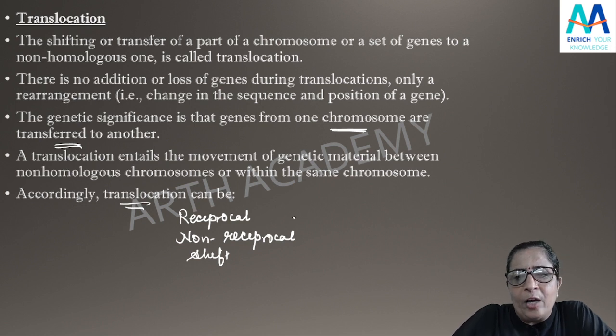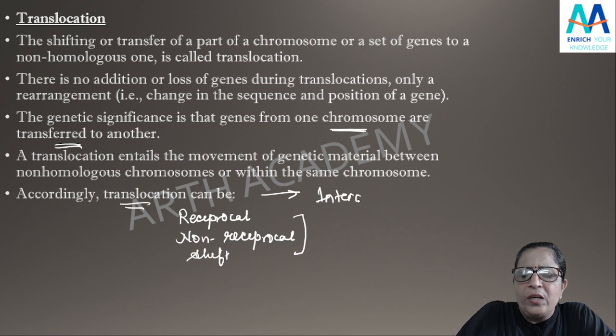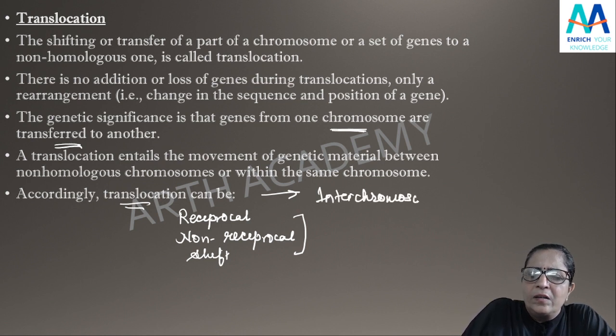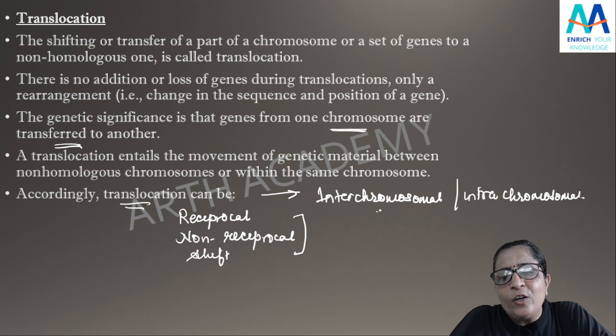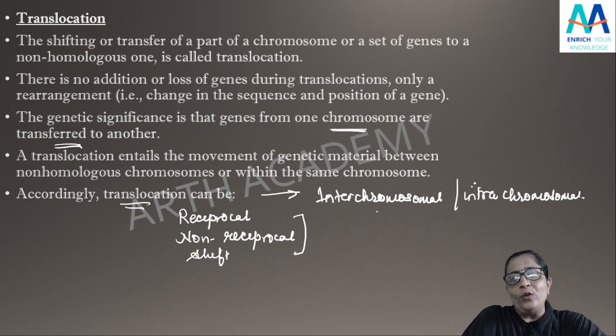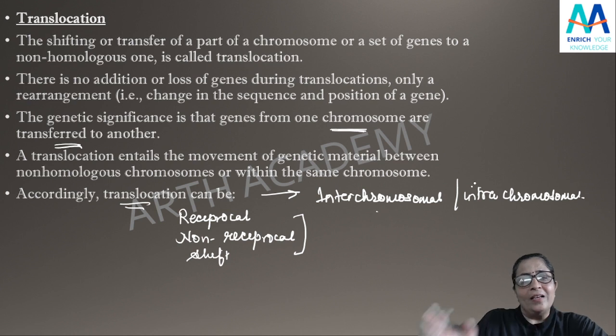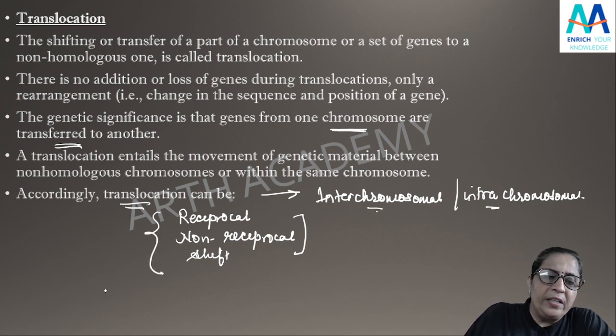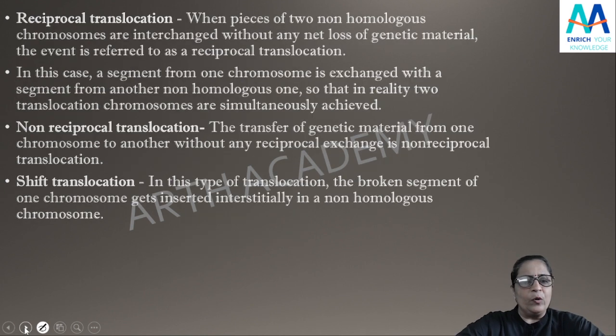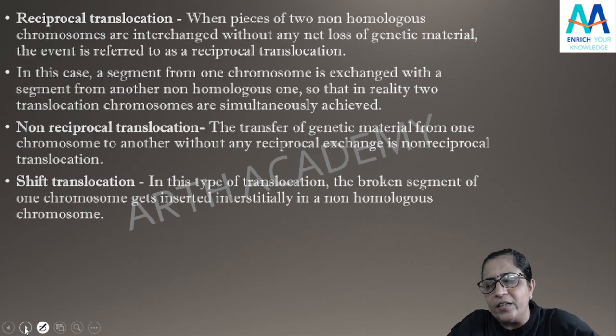Now ये भी जो हो रहा है आपका, it can be again, we can say that it could be on the basis of interchromosomal or intrachromosomal. Yes, the rearrangement can be interchromosomal or intrachromosomal. As I told you, एक ही क्रोमोसोम में भी हो सकता है और अलग अलग क्रोमोसोम में भी हो सकता है. तो on this basis you can say interchromosomal or intrachromosomal. इसी के बेसिस पे हम ये तीन प्रकार देख सकते हैं. That is reciprocal translocation. So now what is this reciprocal translocation?